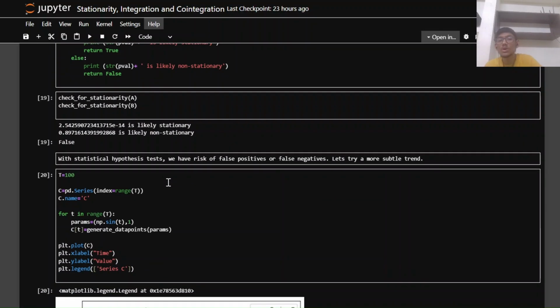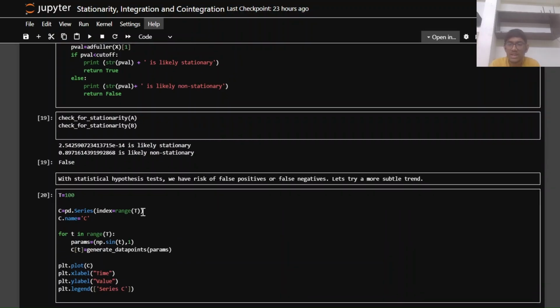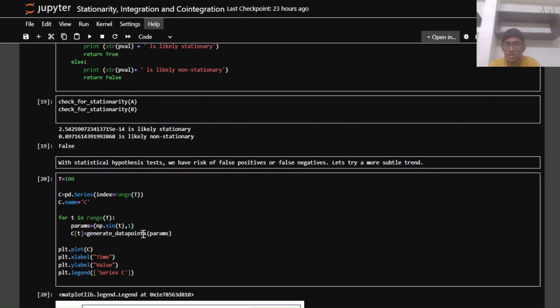Now let's go to a more subtle trend, wherein the time series given to you would look like it is stationary, but in actuality it isn't, and it's possible that your tests also give you the wrong answer. So let's go over this example wherein I set my mean to vary periodically. Let's define our mean to be sine of t, and let's try to get a time series.